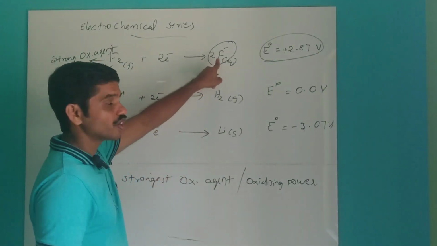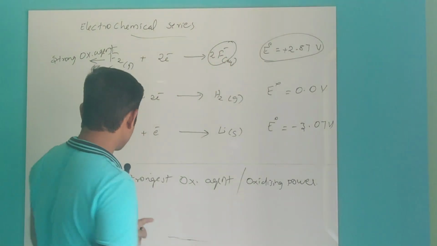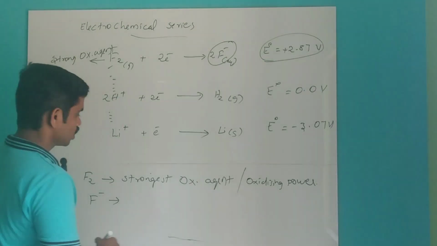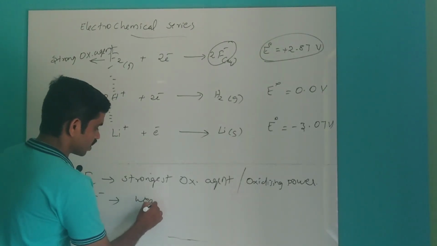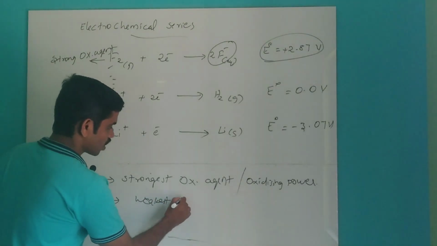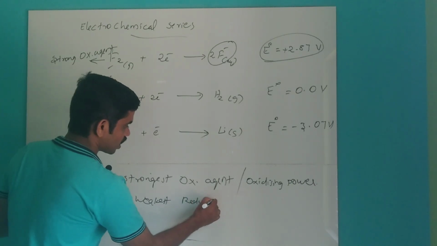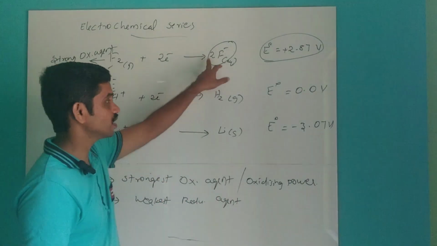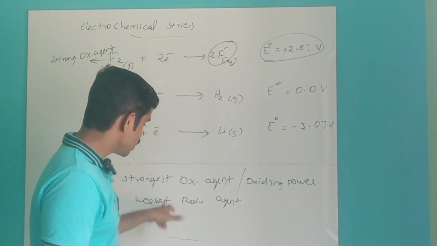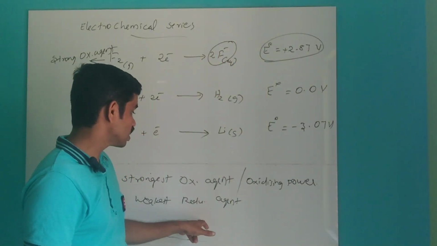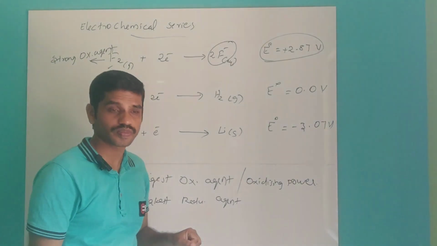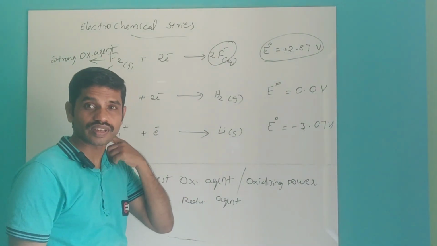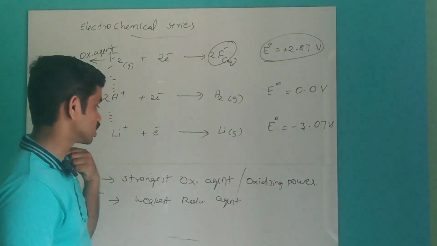Yes. Then what about F minus? You can tell that F minus is the weakest reducing agent. So F minus is the weakest reducing agent. Okay, right? Reducing agent means oxidation, right? It doesn't want to undergo oxidation.